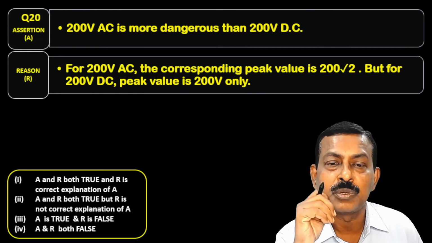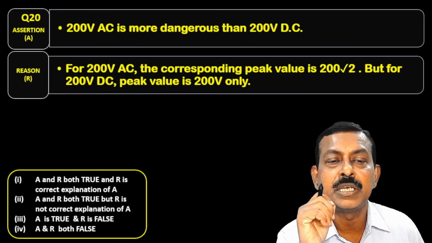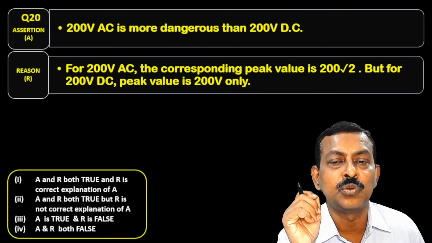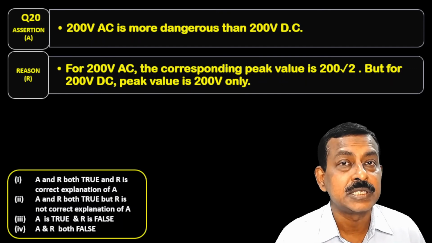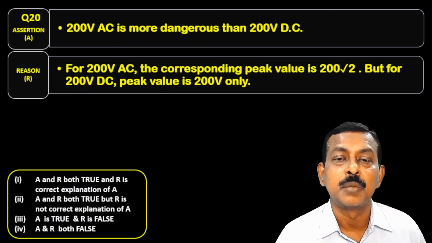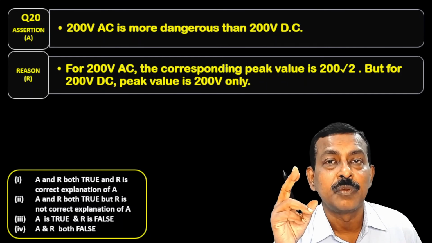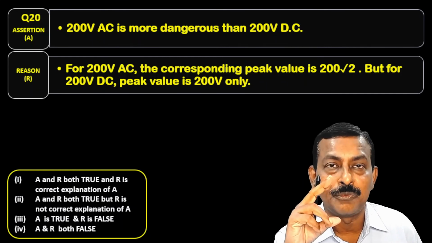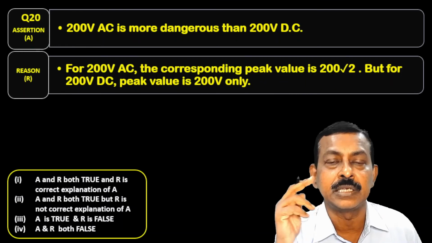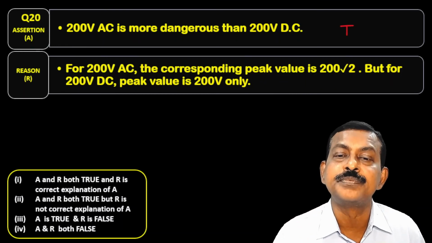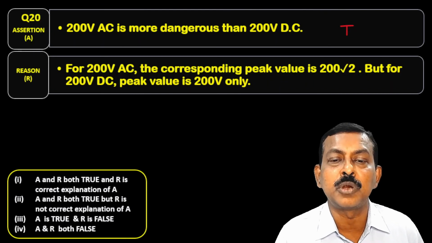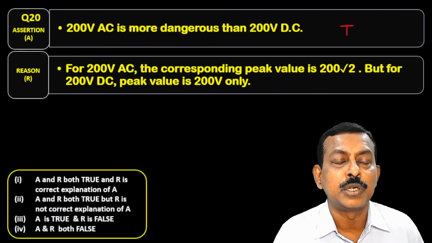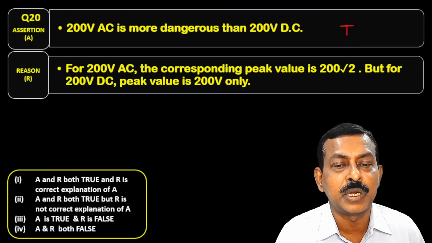Let's take the last question. 200 volt AC is more dangerous than 200 volt DC. This is true. AC is more dangerous than DC because its peak value will be more, and moreover the fluctuation of the voltage will be much higher there. So that means this is true. And now for the reason part, for 200 volt AC, the corresponding peak value is 200 root 2. But for 200 volt DC, peak value is 200 volt only.